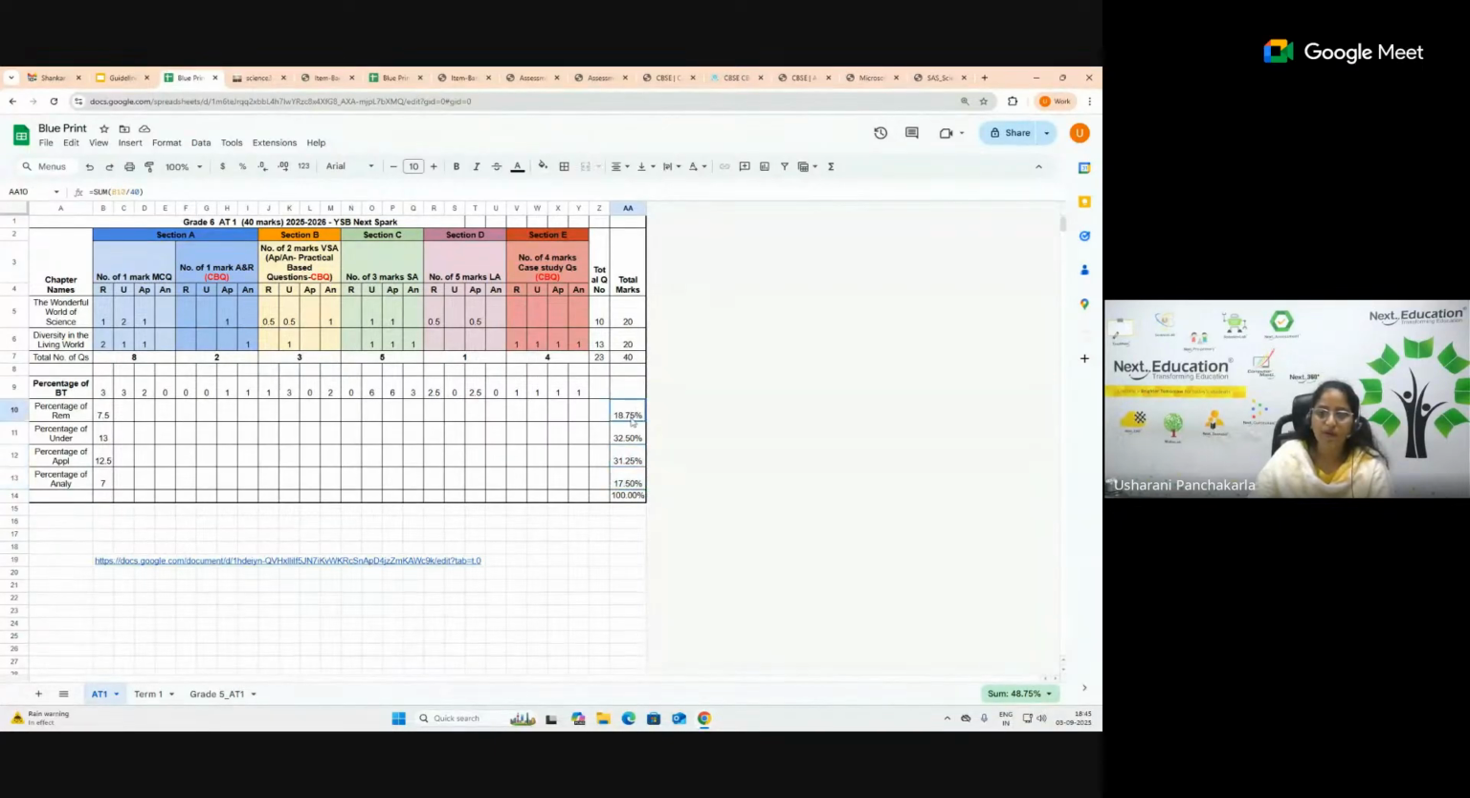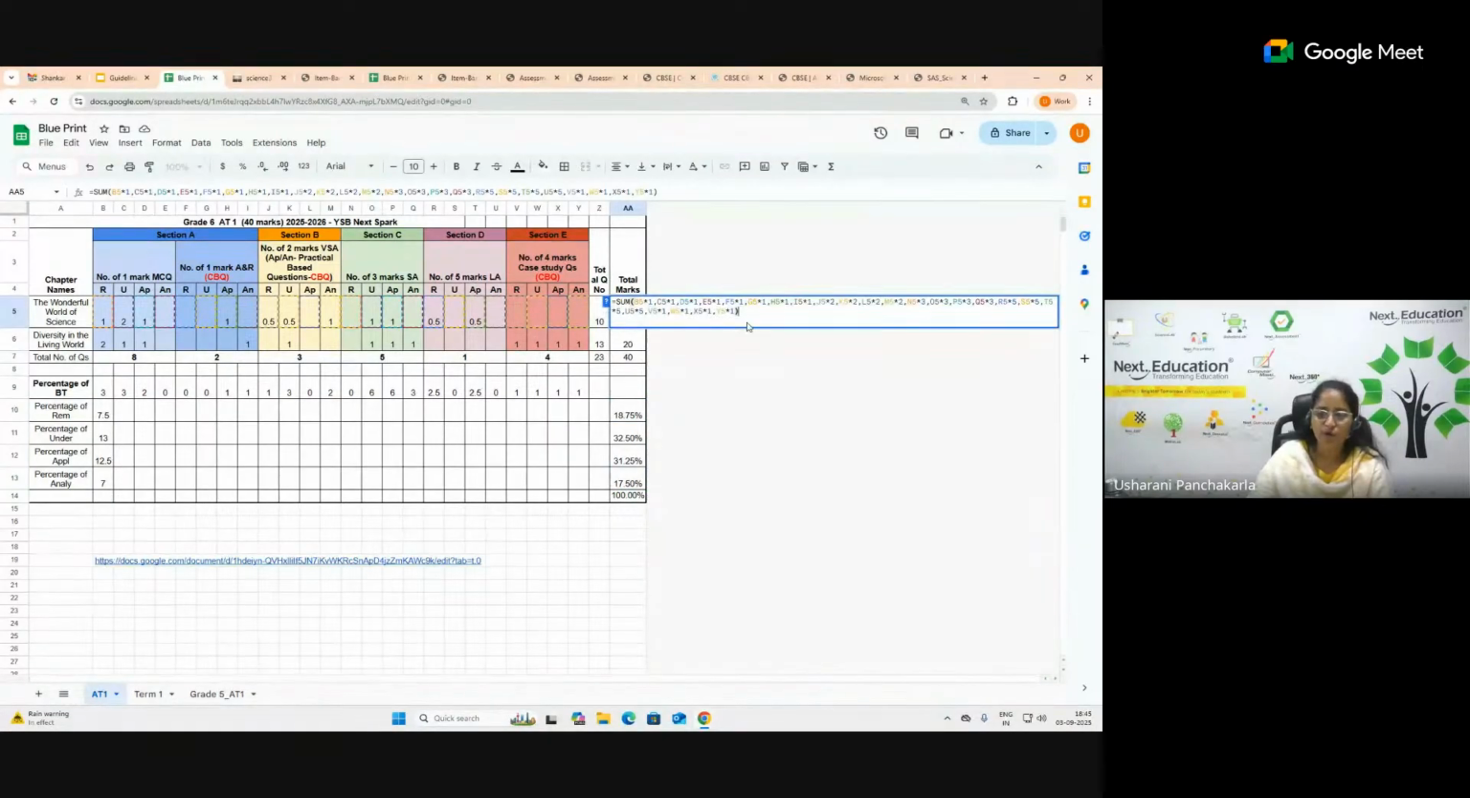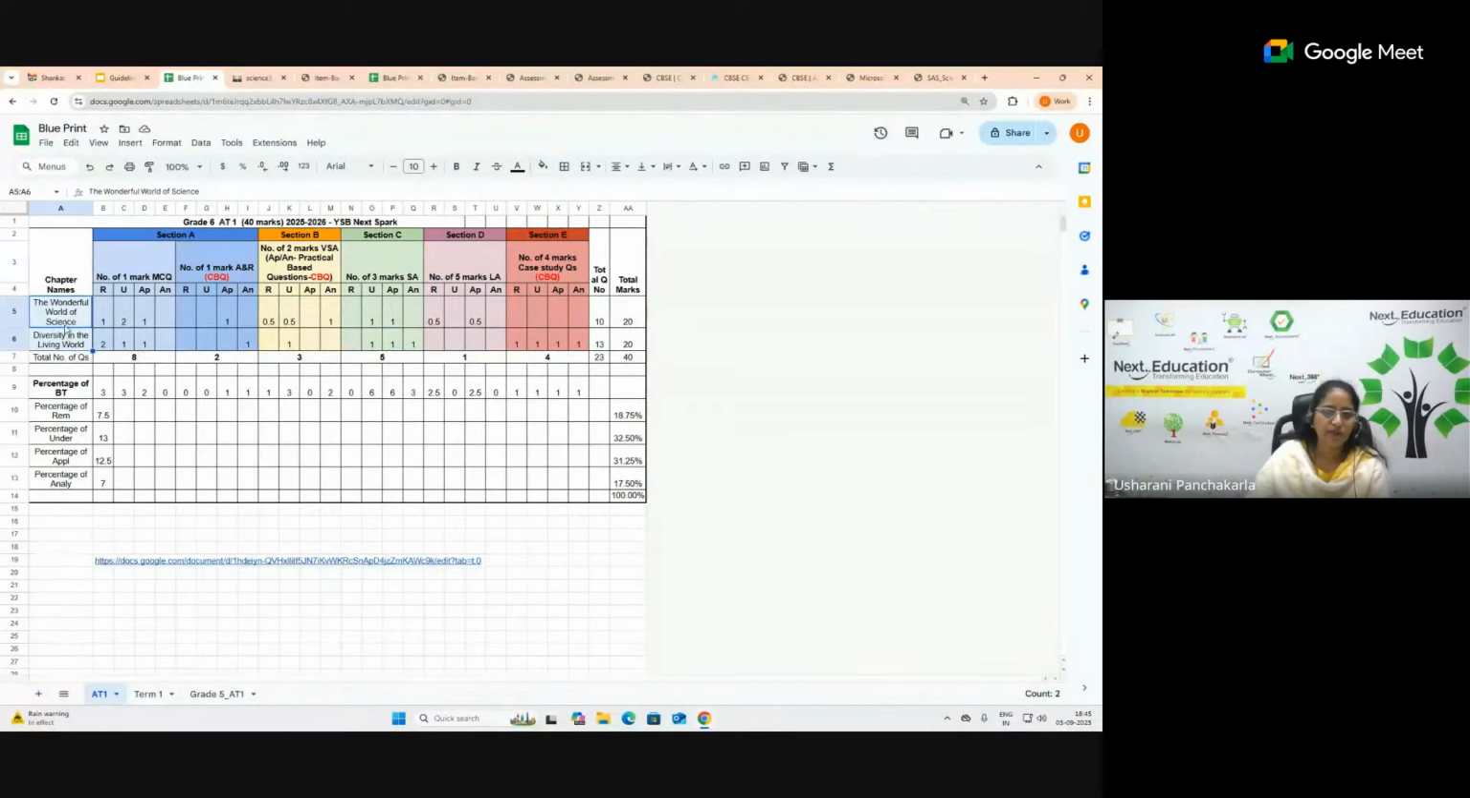That is the reason what we have done is, for remembering and understanding, we made 51%, and for application and analysis, we made 48%. So together it is going to 100%. And all this we have given in the form of formulas, which I'm going to tell you in the next session. So you can see here, 2 chapters are there. We have given equal weightage by taking 20 marks from both the chapters. It's not like we have given too much weightage to one chapter and left out the other.